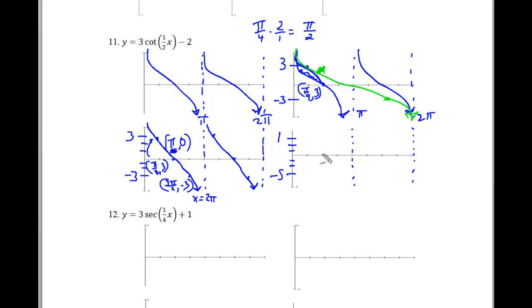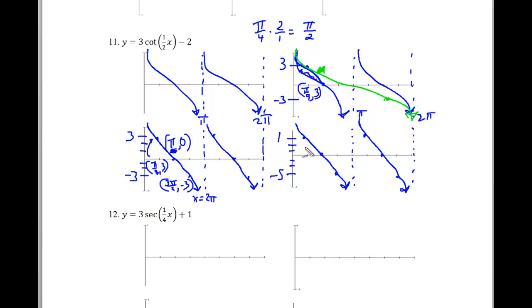I would copy your problem before I would make the new x-axis. So now what you have is you have your points for your cotangent, like so.